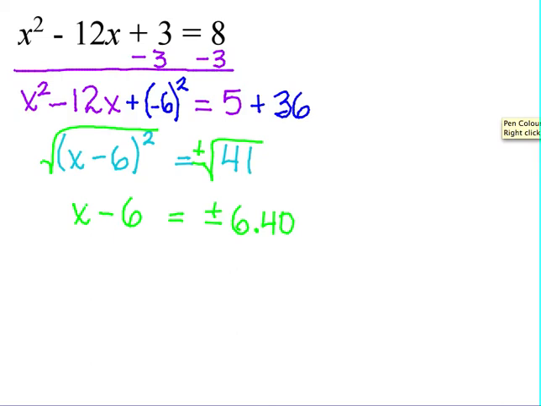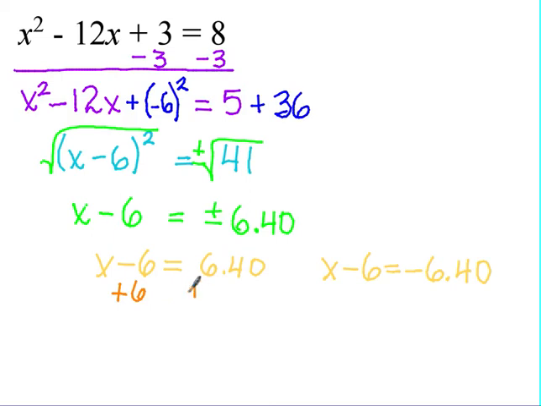You have to have plus or minus. X minus 6 equals what? Positive 6.4, and what else? Okay. How do you solve it now? Add 6, very good. And so what do you get X to equal? 12.4, very good. That's your first solution.